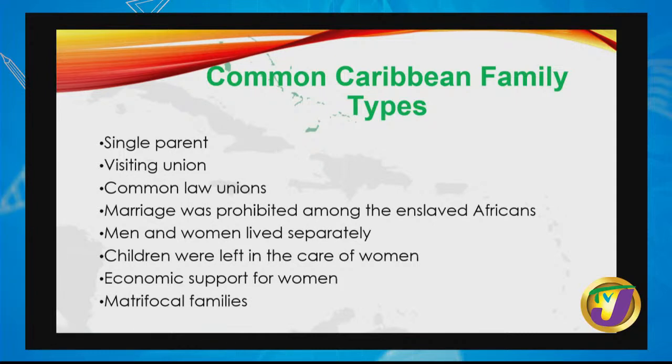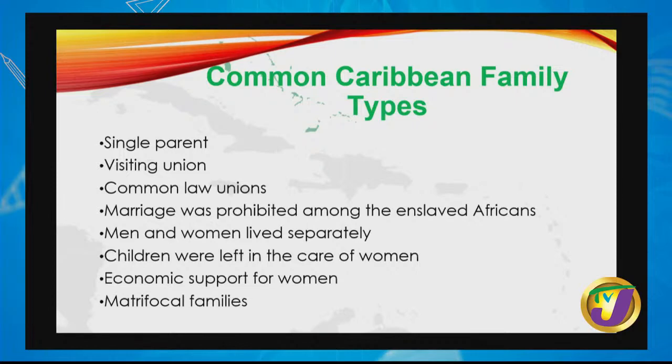Marriages were not always encouraged by the plantation owners, and the Africans had to have the explicit permission of the plantation owner in order to jump the broom, because that was part of their tradition, right? The men and the women were not always living together, and so you did not necessarily have children growing up with this understanding of the male in the family. And of course, the family is matrifocal.